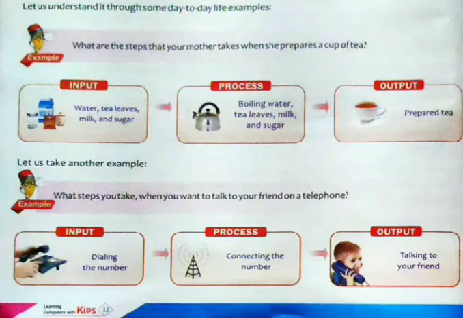Now in the next example, let's see what steps you take when you want to talk to your friend on a telephone. Input: dialing the number. Process: connecting the number. And an output: talking to your friend.